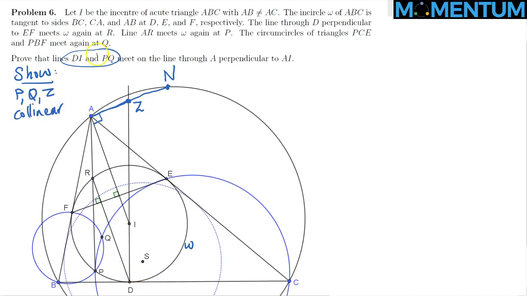Simply because that would be an equivalent statement, right? So those two statements are equivalent statements. DI and PQ intersecting at Z and showing AZ is perpendicular to AI is equivalent to showing that DI and a perpendicular line AZ intersect and then showing P, Q, Z are collinear. This has advantages for the following obvious reasons.